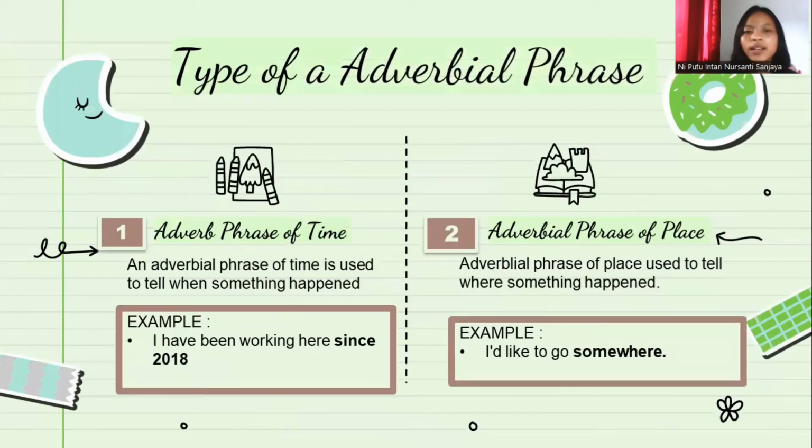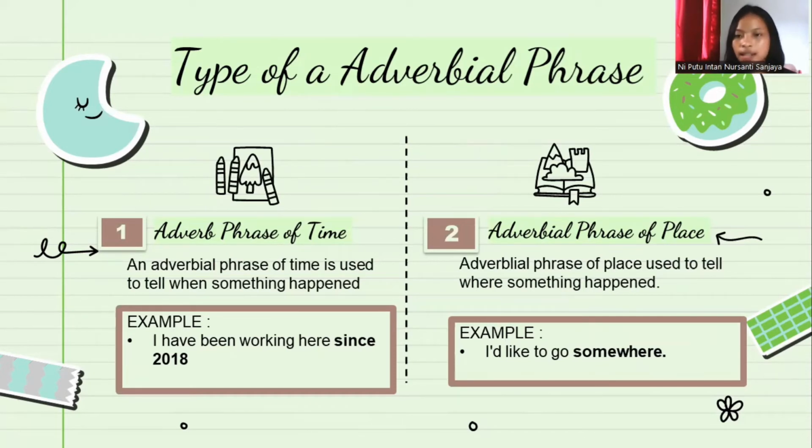Okay. Types of adverbial phrase. The first one is adverb phrases of time. An adverbial phrase of time is used to tell when something happened. For the example, I have been working here since 2018. And since is the adverb phrase of time.